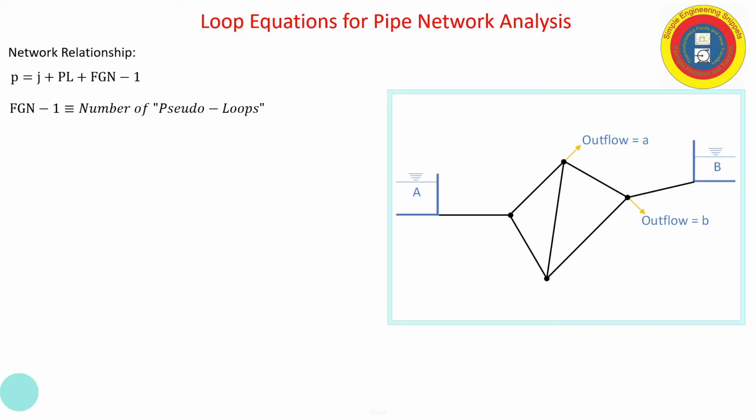Before we move on, really the quantity number of fixed grade nodes minus 1, that is a number of pseudo loops. In this example, clearly we have 2 fixed grade nodes labeled alpha and bravo, so we have 1 pseudo loop. So let's talk a little bit more about why loops are very important to us.